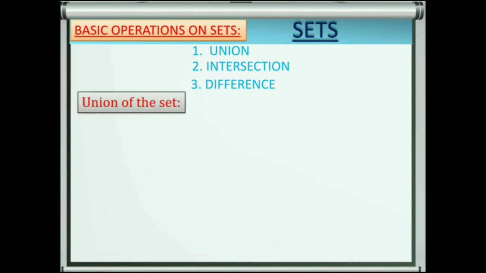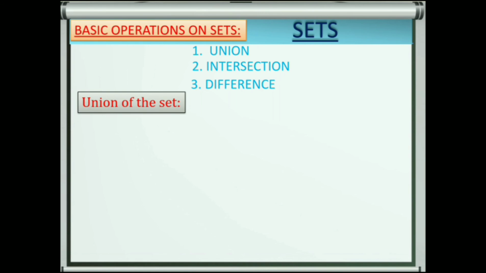Let us learn basic operations on sets. In arithmetic, we have four fundamental operations: addition, subtraction, multiplication and division. Similarly, in sets, we have three types of operations. They are union, intersection and difference. These three are basic operations on sets. First, we learn about union of the sets.